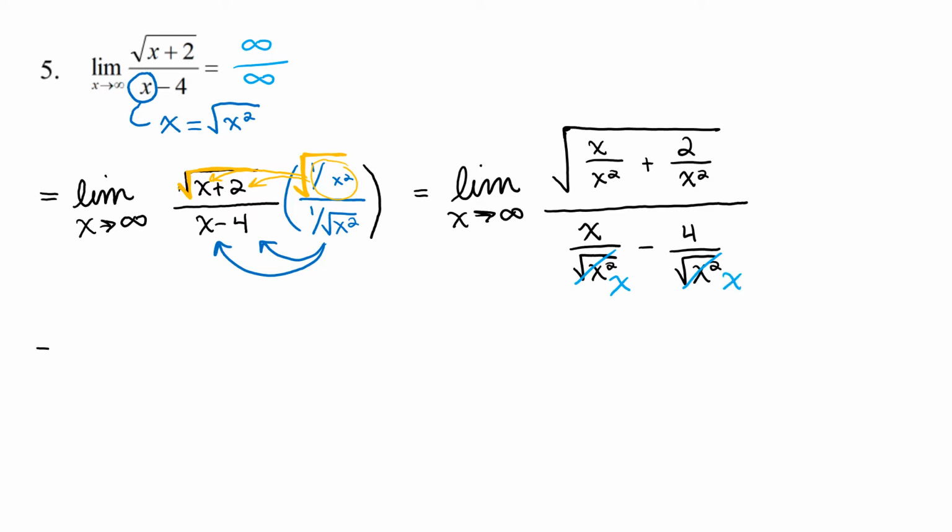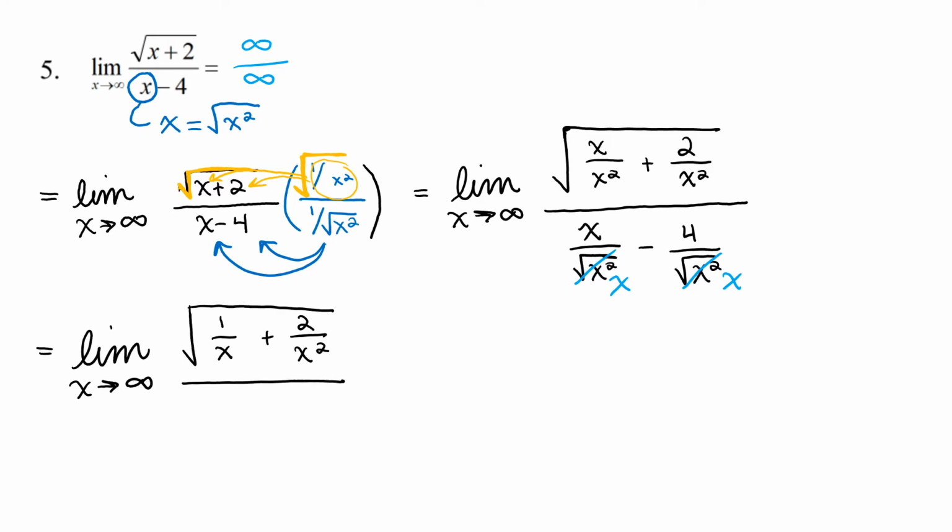So now as we simplify this, we have the limit as x approaches infinity of the square root of 1 over x plus 2 over x squared, all over x over x is just 1, minus 4 over x. And now we should be able to evaluate this limit.